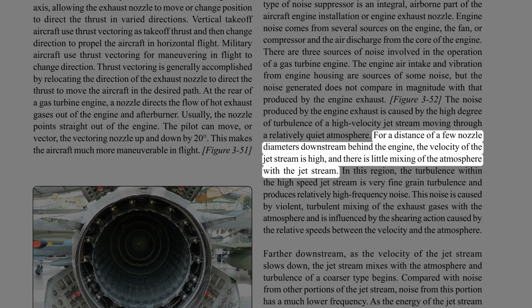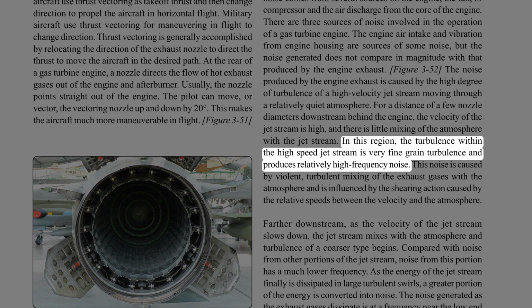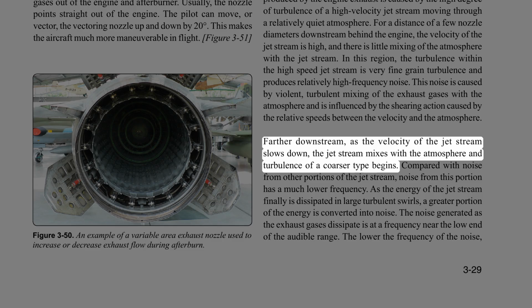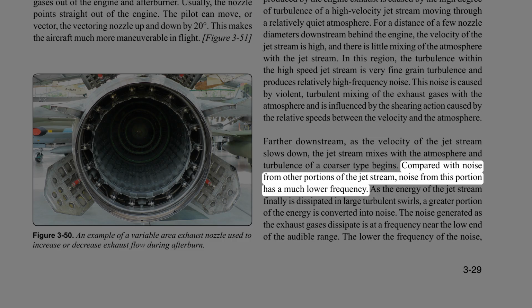For a distance of a few nozzle diameters downstream behind the engine, the velocity of the jet stream is high, and there is little mixing of the atmosphere with the jet stream. In this region, the turbulence within the high-speed jet stream is very fine-grained turbulence and produces relatively high-frequency noise. This noise is caused by violent, turbulent mixing of the exhaust gases with the atmosphere and is influenced by the shearing action caused by the relative speeds between the velocity and the atmosphere. Farther downstream, as the velocity of the jet stream slows down, the jet stream mixes with the atmosphere and turbulence of a coarser type begins. Compared with noise from other portions of the jet stream, noise from this portion has a much lower frequency.